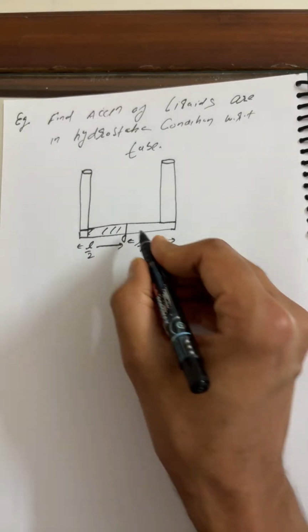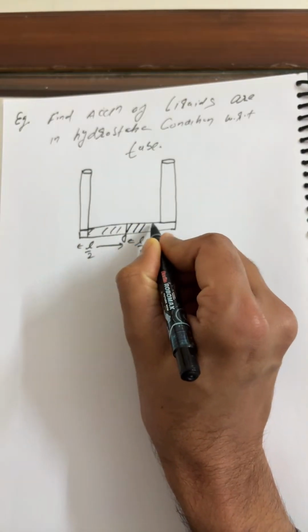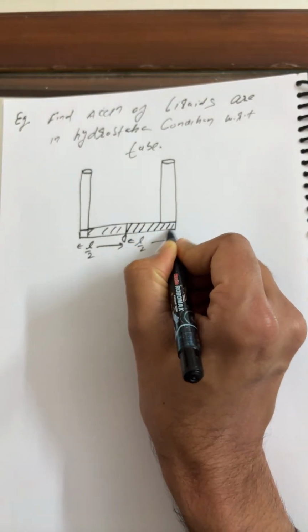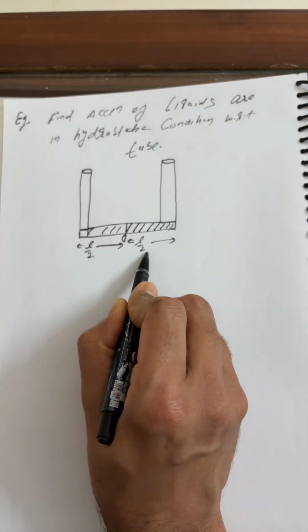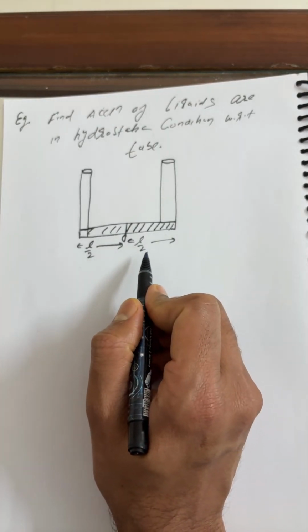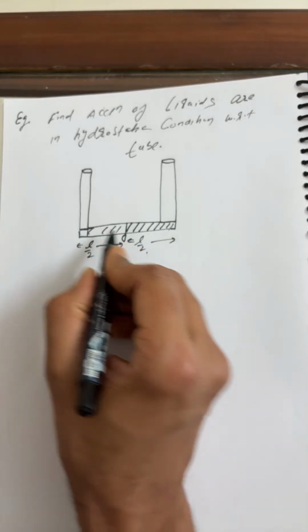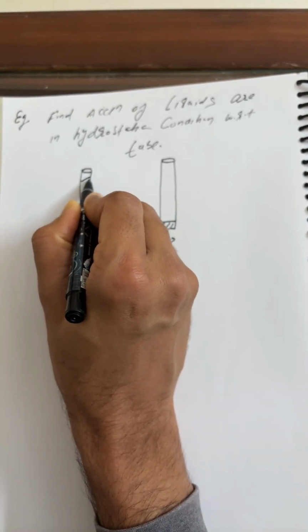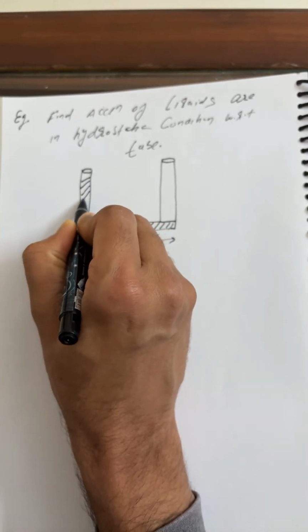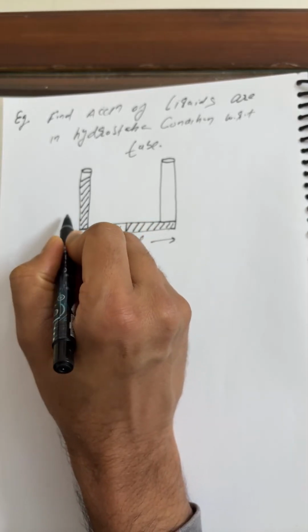I can say, beta, these are all standard numericals. This is L by 2, beta. Now this is also L by 2. Here, H is the height of the liquid, beta.